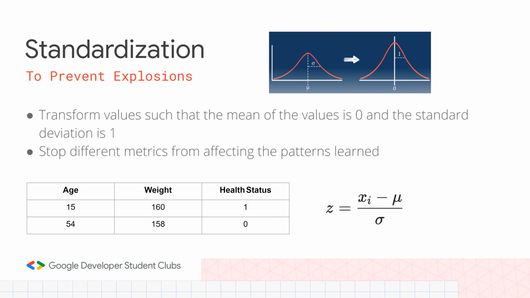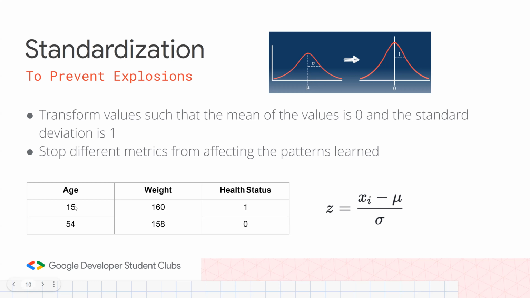Standardization. This is fairly common to prevent explosions. What we want to do is stop the data from being too wild. Here, I'll give you an example. Age 15 to 54, weight 160, 158. At first glance, this doesn't look too bad, right? But when you go into the model, because of the math, this is really bad, because of the difference in these numbers, 15 to 160, the model will put more weight, and by weight I mean more importance, on the bigger number. So what you want to do is standardize the numbers so that they're in a similar range.